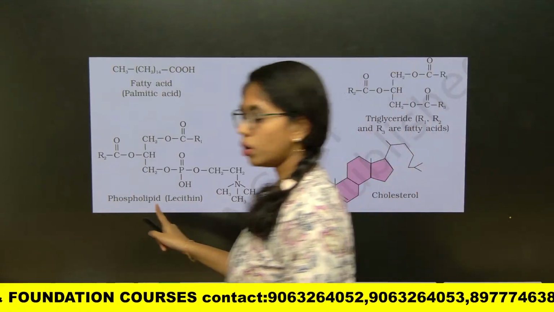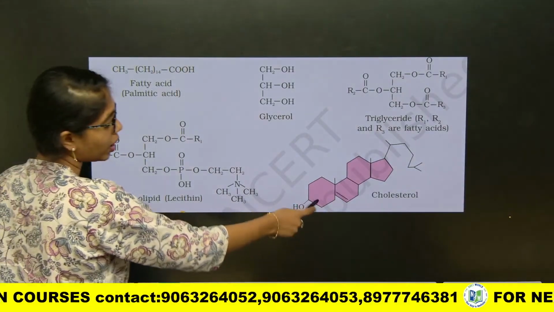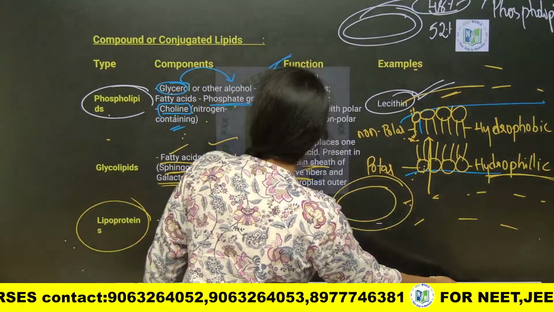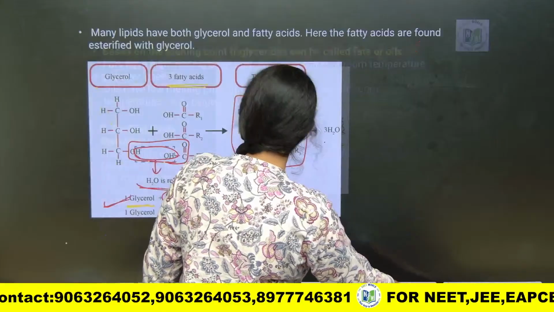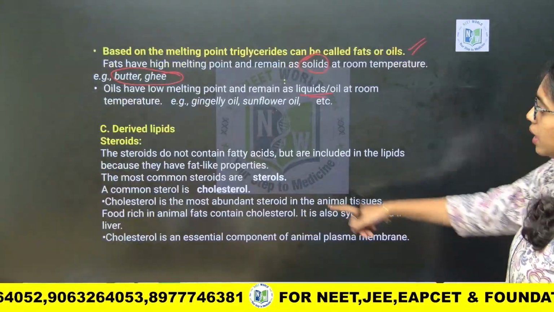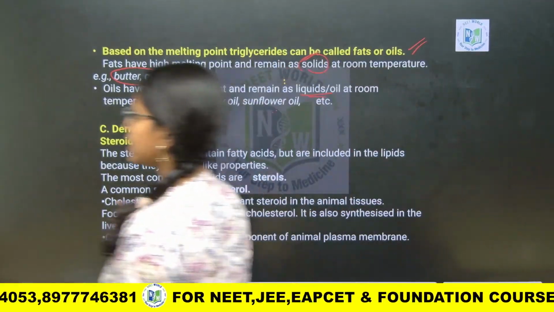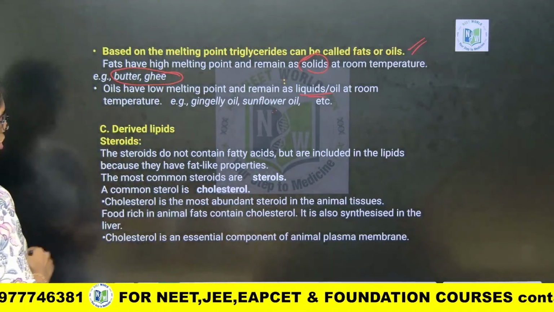Here you look at a phospholipid, lecithin. And this is what? Cholesterol. Here we haven't completed the derived lipids yet. Here are the derived lipids or steroids. One of the best examples of derived lipids is what?